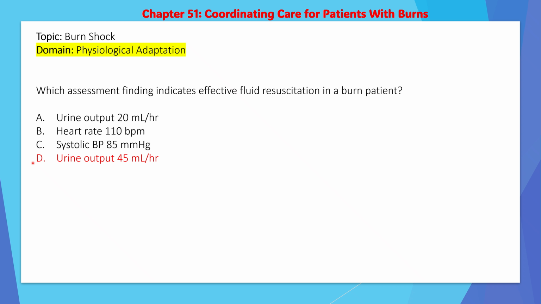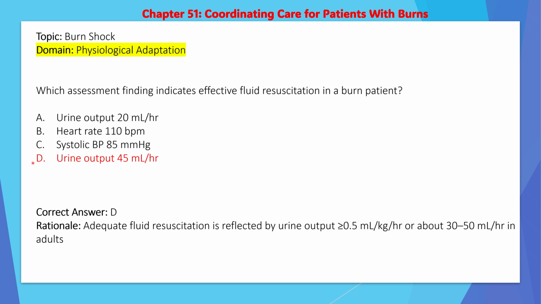The correct answer is urine output 45 ml per hour. So this indicates effective fluid resuscitation in a patient. So it's more than normal. Adequate fluid resuscitation is reflected by urine output of 0.5 ml per kilogram per hour, or about 50 per hour in adults. 50 not, but 30. This is the standard, 30 ml.